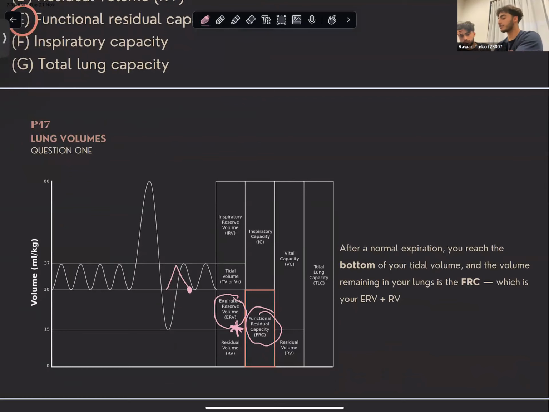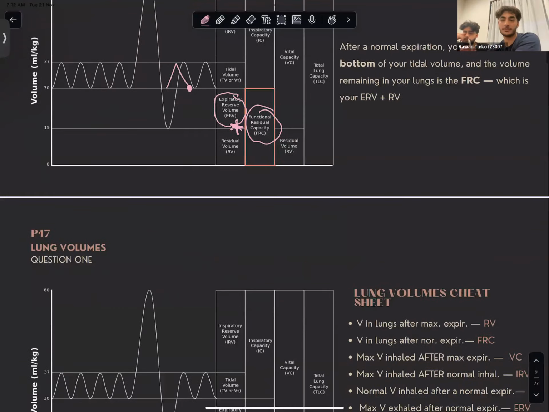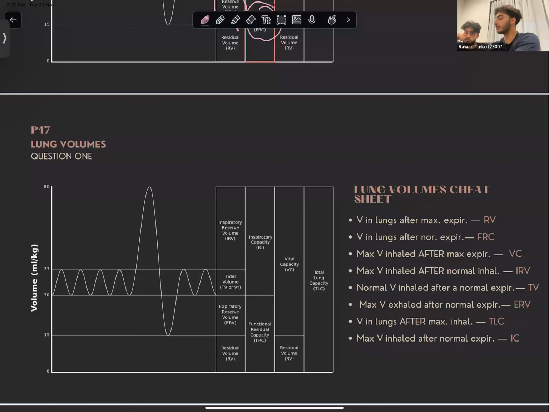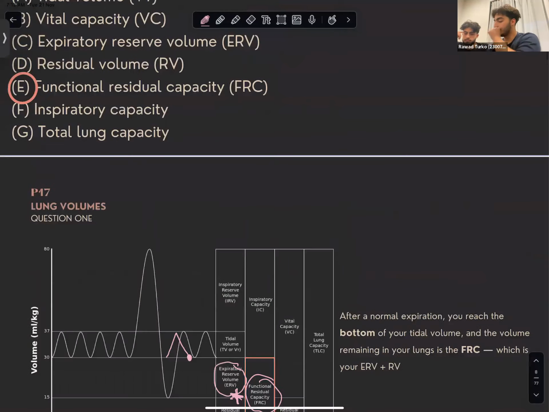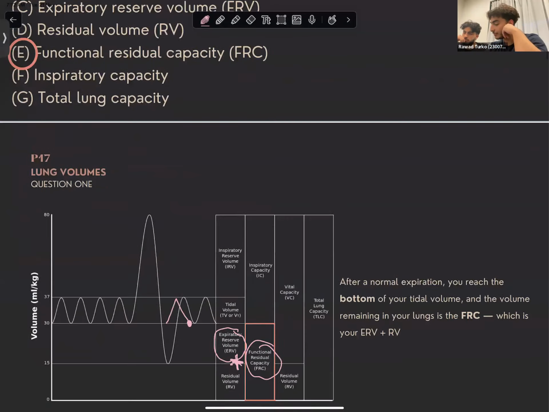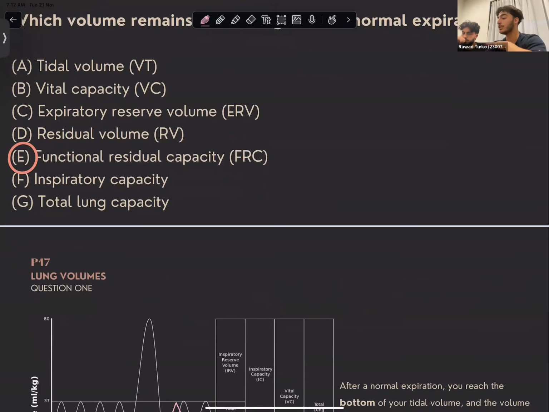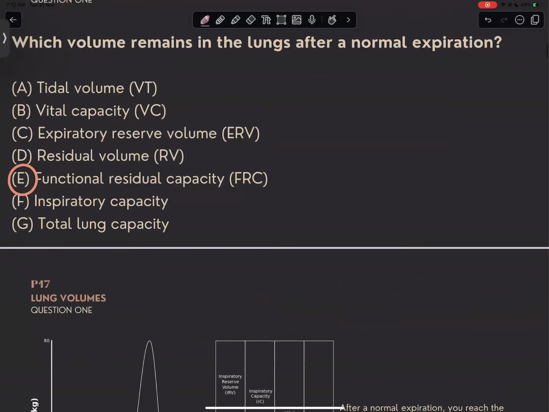Now, Rasoul and I looked through this lecture. We found that every single thing taught can be summed up using this picture. So we made a little lung volumes cheat sheet for you. First of all, before we get into that, the question is which volume remains in the lungs after a normal expiration? When would your residual volume be the only volume left? After maximum expiration.